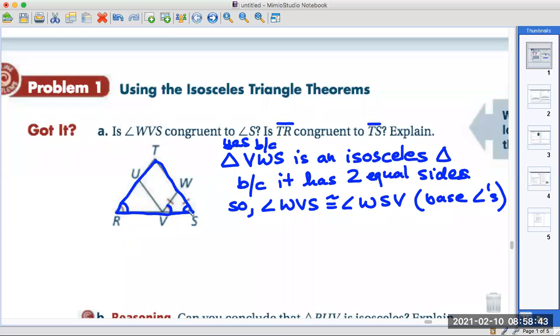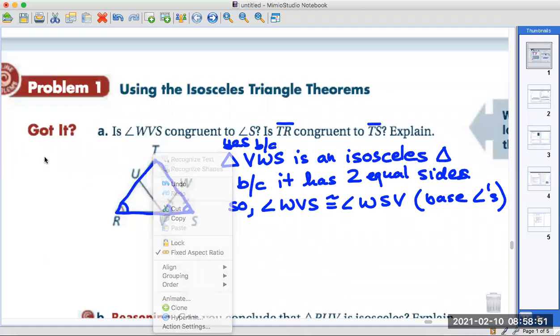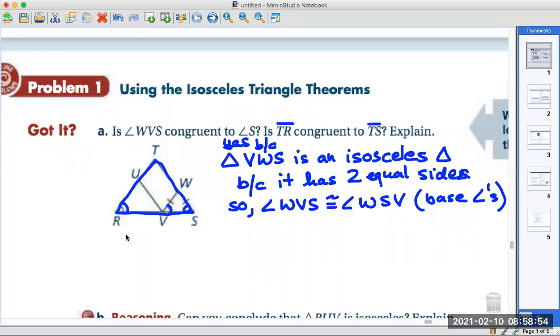And so if angle R is equal to angle S, obviously we have another isosceles triangle, and therefore those sides are congruent. So now how do we write that up? All right, let me think. Is TR congruent to TS? Yes. So this is also yes.